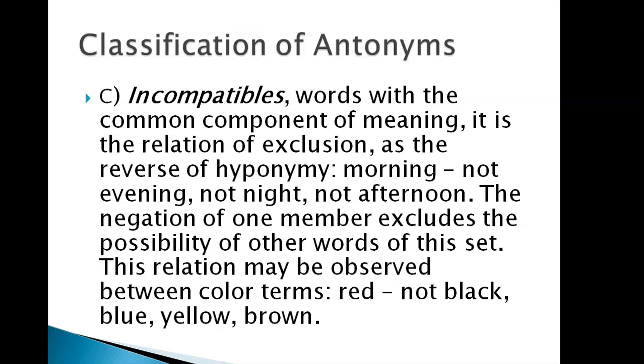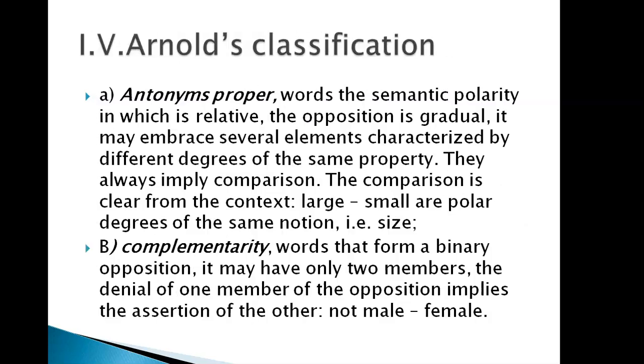The intermediate members will be called cool and warm. So, incompatibles. Incompatibles are words with a common component of meaning. It is a relation of exclusion, as the reverse of hyponymy. Morning, not evening, not night, not afternoon. The negation of one member excludes the possibility of other words of this set. This relation may be observed between color terms: red, not black, blue, yellow, and brown.